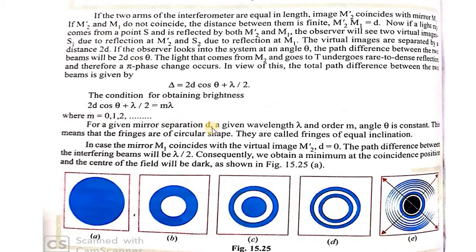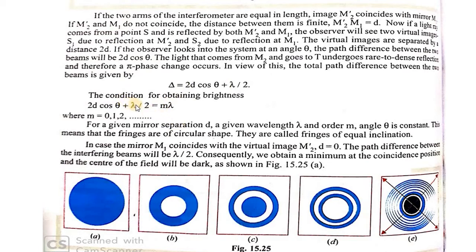For a given mirror separation D, wavelength lambda and order m, the angle theta is constant. This means that normally the light ray passing through M1 and M2 will travel a distance 2D, and it is inclined at an angle theta, so the path difference will contribute 2D cos theta, since the refractive index of air is 1 here. And there is a phase change on rare to dense reflection, corresponding to a path difference lambda by 2, so it will be 2D cos theta plus lambda by 2. Corresponding to brightness, it will be m lambda.